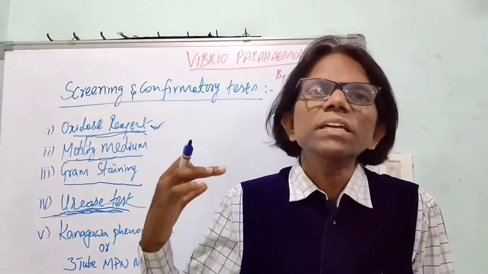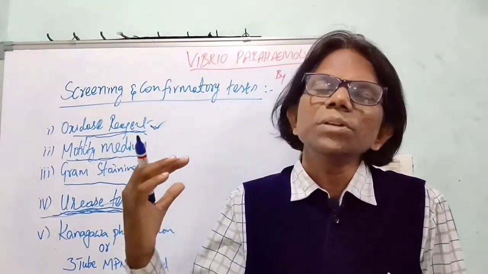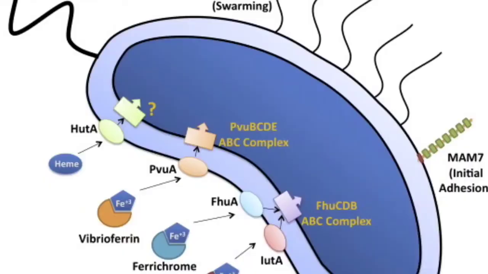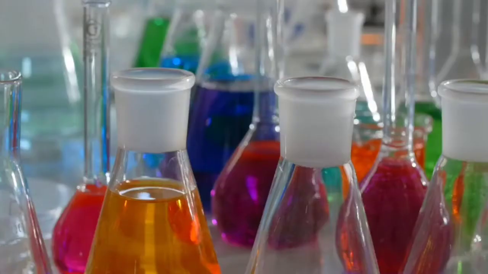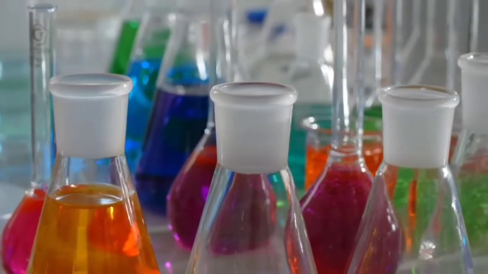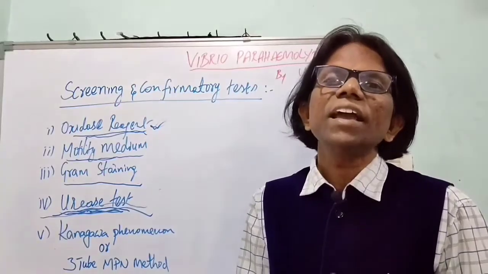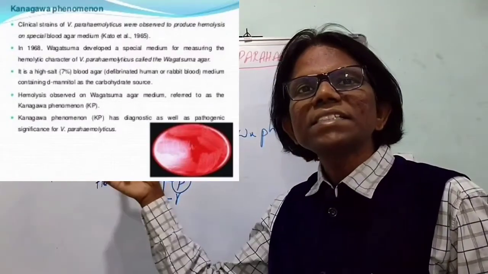The negative cultures should be incubated for a further 24 hours because some of the Vibrio parahaemolyticus strains are late urease reactors, slow urease producers. Finally, when the colony is identified as Vibrio parahaemolyticus, then go for the 3-tube MPN table for final enumeration of the organisms, or we can go for the Kanagawa reaction and Wagatsuma agar confirmatory test.